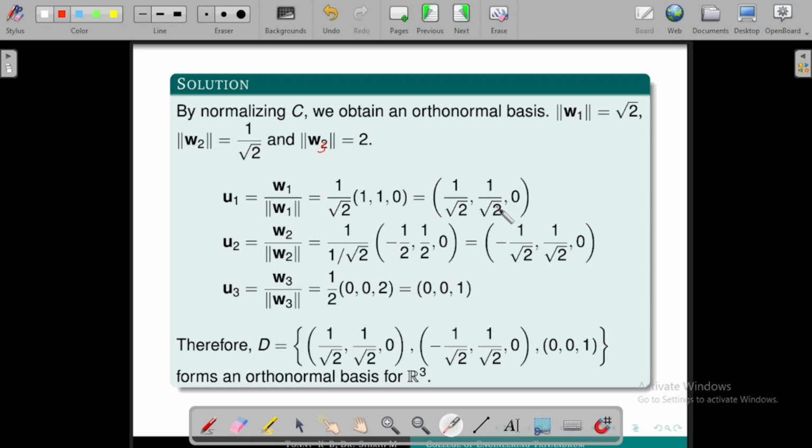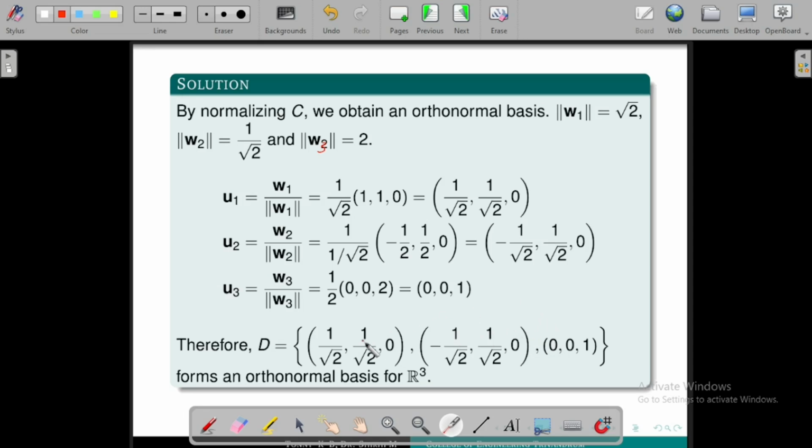Now you can check whether this set U1, U2, U3 is an orthonormal basis for R3. You can see that these vectors are pairwise orthogonal, because if you take the dot product U1 dot U2, it is 1 by root 2 into minus 1 by root 2, that is minus 1 by 2, and here plus 1 by 2 plus 0. So it's equal to 0. Likewise, the dot product of these two vectors and of these two vectors are also zero. So it's an orthogonal set.